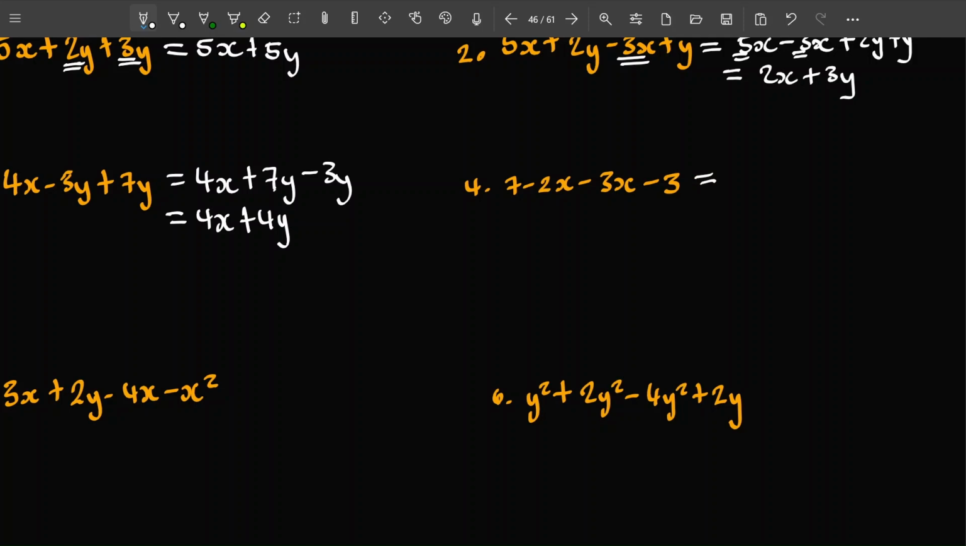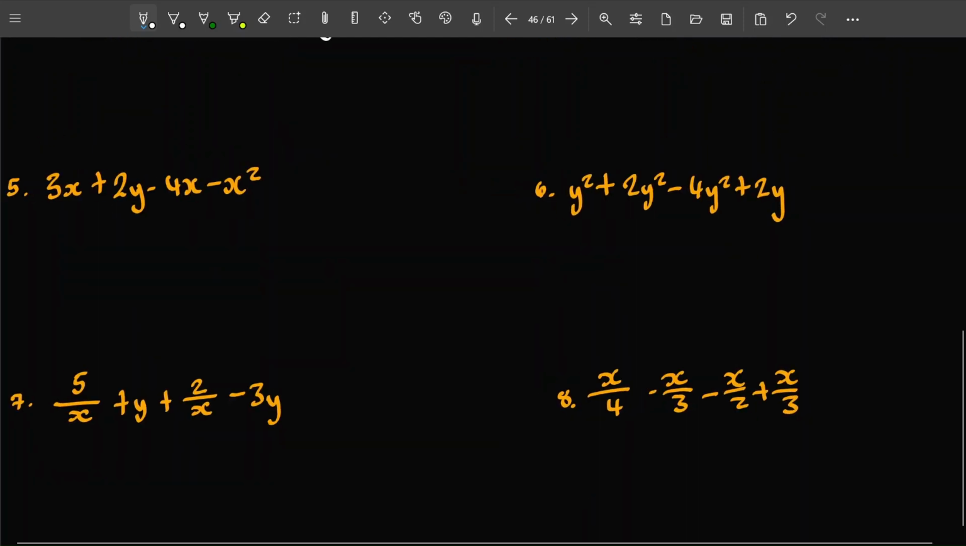7 minus 2x minus 3x minus 3. Well, I can group like terms. 7 minus 3, then minus 2x, then minus 3x. Because it's a negative 3, if I put it close to 7, it will remain as a negative 3. Remember that. We have minus 2x, and then we have minus 3x. 7 minus 3 is 4. Minus 2x minus 3x, I put in the calculator minus 2 minus 3, I must get minus 5. Of what? Of x. So it'll be 4 minus 5x.